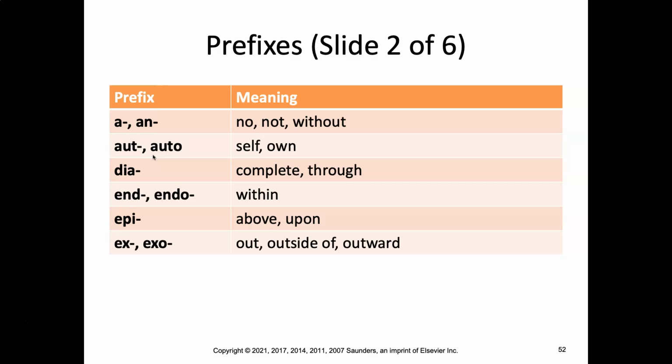A few prefixes. A and an both mean no, not, without. Aut and auto both mean self or own. Dia, complete or through. End or endo, within. Epi is upon or above. Ex or exo is outside of, out, outward. So notice here you've got a couple that mean the same thing, and you have some meanings that are very similar. For instance, no, not, without, or out, outside of, outward.